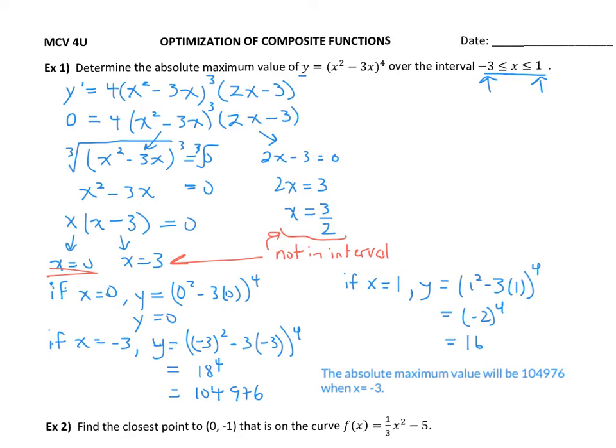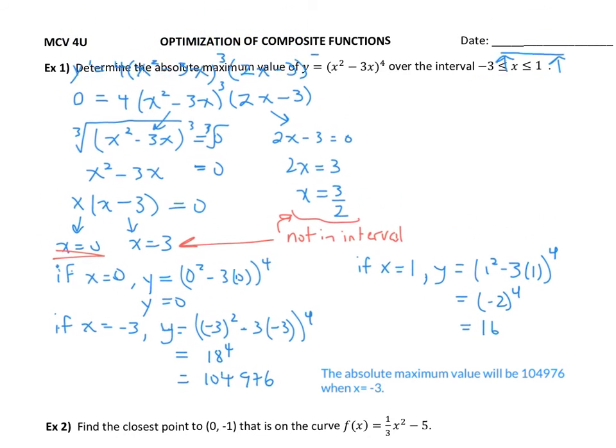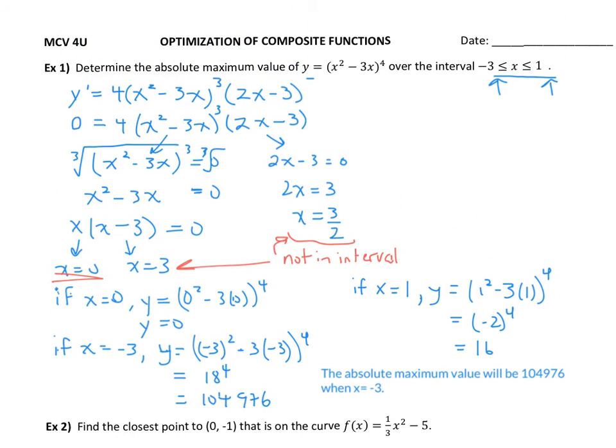All right, our next example is find the closest point to 0, -1 that is on this curve of f of x equals 1/3 x squared minus 5.